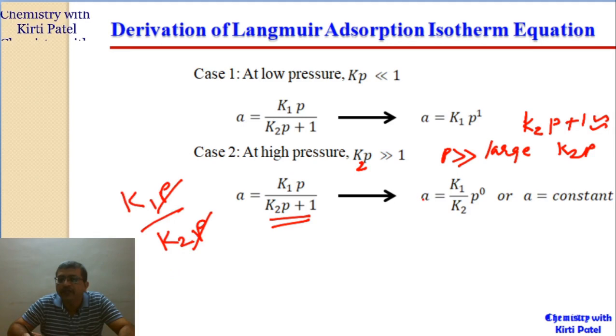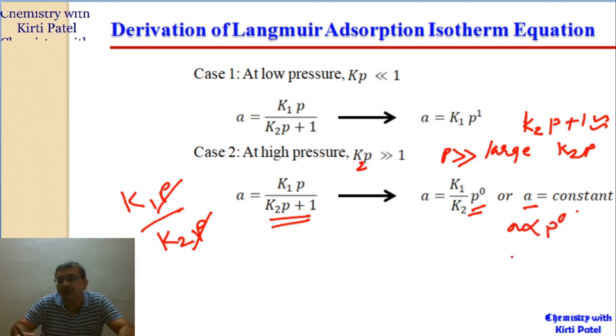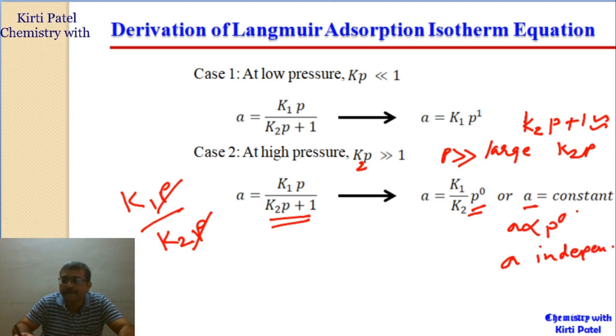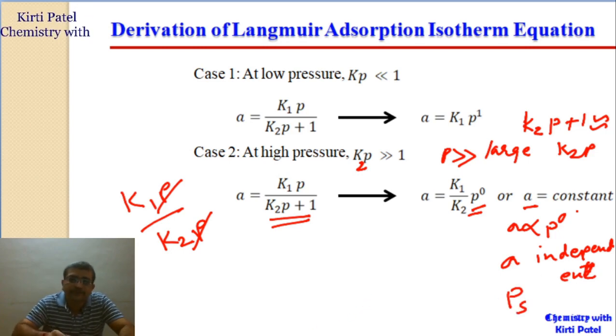So we will have A equal to K1 upon K2, or K1 upon K2 into P to the power of 0. That is, A is constant, or A is proportional to P to the power of 0, or A is independent of pressure. This situation happens when the saturation pressure is reached.